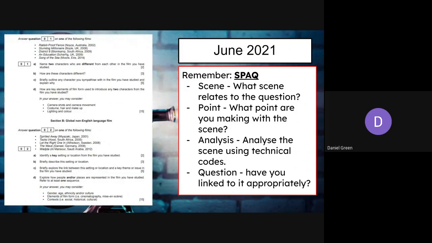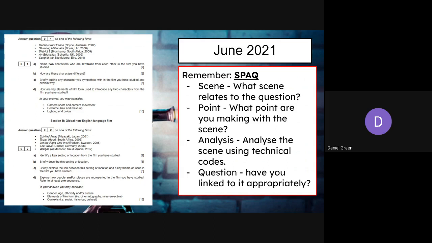Okay. Moving on to 21. Slumdog Millionaire, name 2 characters who are different from each other in the film you studied. So you could go for binary opposites, Jamal and Salim. You could go for Jamal and Latika. You could go for Salim and Latika. I would stick to the main 3, but you could also bring in other characters like Maman and things like that if you wanted to, but their scope for talking about them might be a little bit limited.